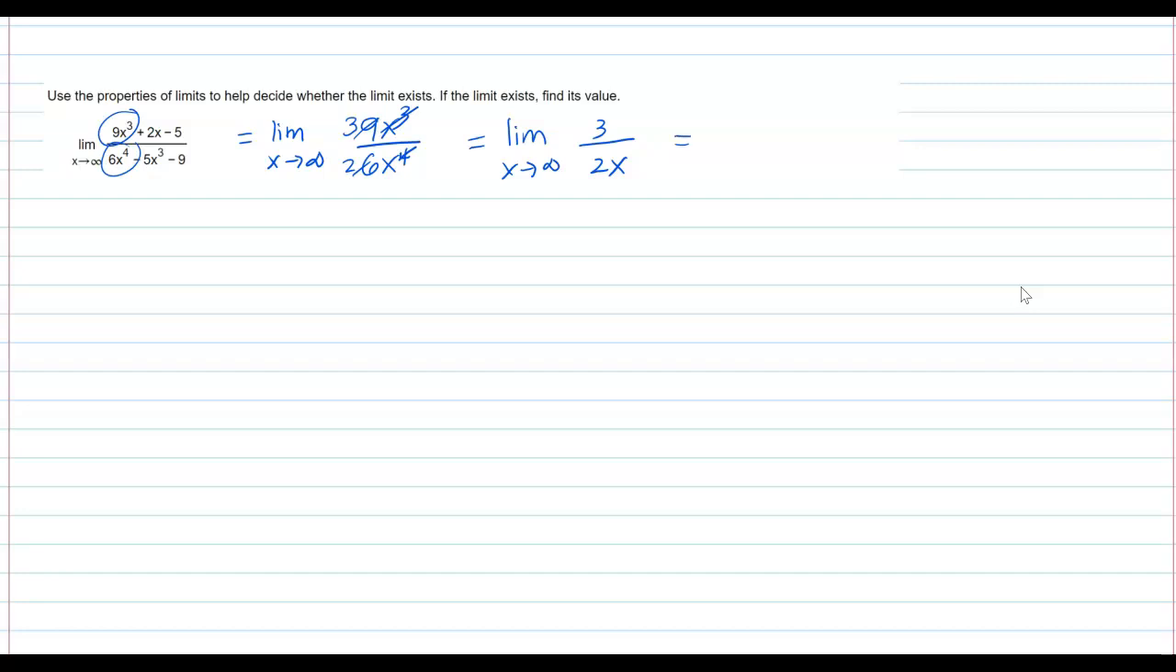Now, if you replace the denominator by 2 times infinity, that is just infinity. Remember, a constant over infinity is just equal to 0. So the limit here exists and it's equal to 0.